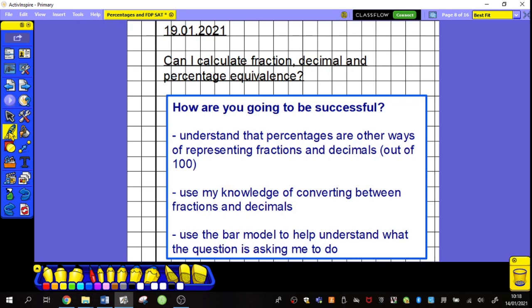Okay, today we're going to be continuing to calculate fraction, decimal and percentage equivalents. To be successful, you're going to understand that percentages are other ways of representing fractions and decimals, and again I'm going to be using out of 100 like I was yesterday. You're going to use your knowledge of converting between fractions and decimals as well today, and you're going to use a bar model to help understand what the question is asking you to do.